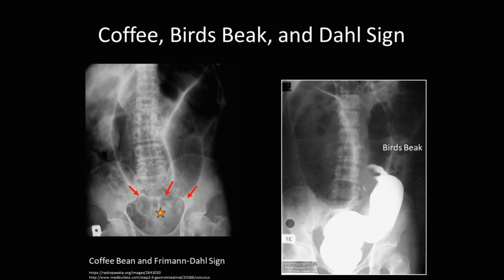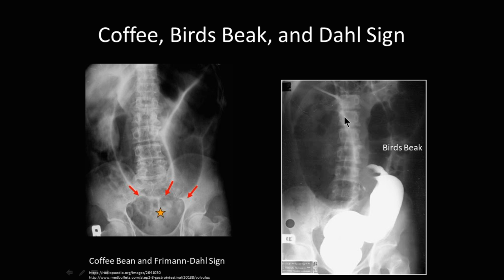So this is the infamous coffee bean or kidney bean sign, and this in particular is called the Frimann-Dahl sign. If you can imagine this as a balloon that's twisted on itself, this is where the twist takes place. And so there are 3 lines that come down exactly where that obstruction is now taking place. That's called the Frimann-Dahl sign. And this is the infamous kidney bean or coffee bean that we're looking for. You can also see it here too. This is now in the shape of a coffee bean.